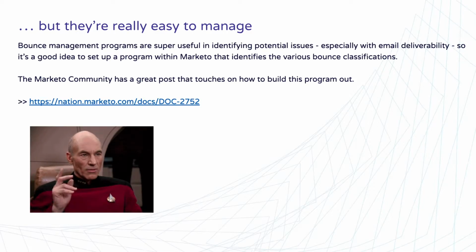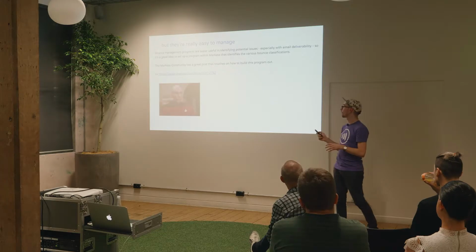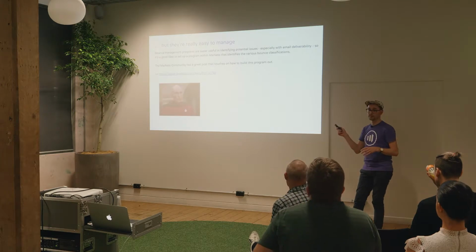This post here is a fantastic post. It's at an intermediate level, so if you have a decent understanding of how Marketo works, and a vague understanding of how bounces work, this will be fine. If you're brand new to Marketo, this will be a bit of a struggle, but have a look. It's a really good way. It breaks down how each of the error codes operate and how you can create programs to manage each of those error codes. So make it so.